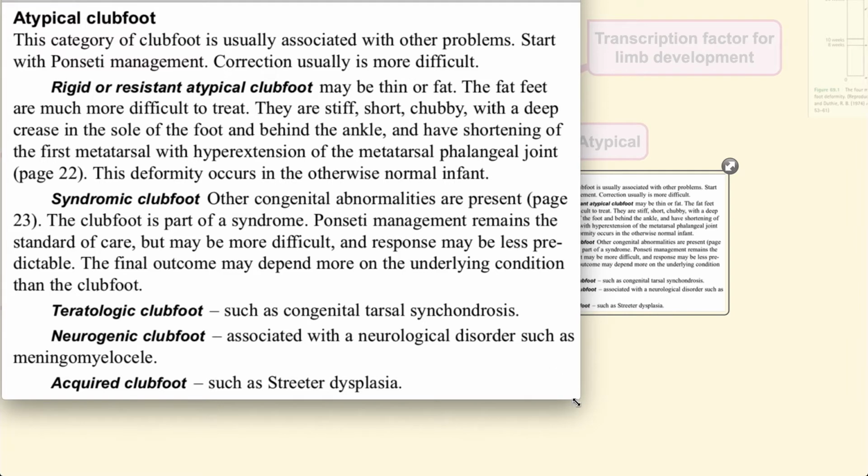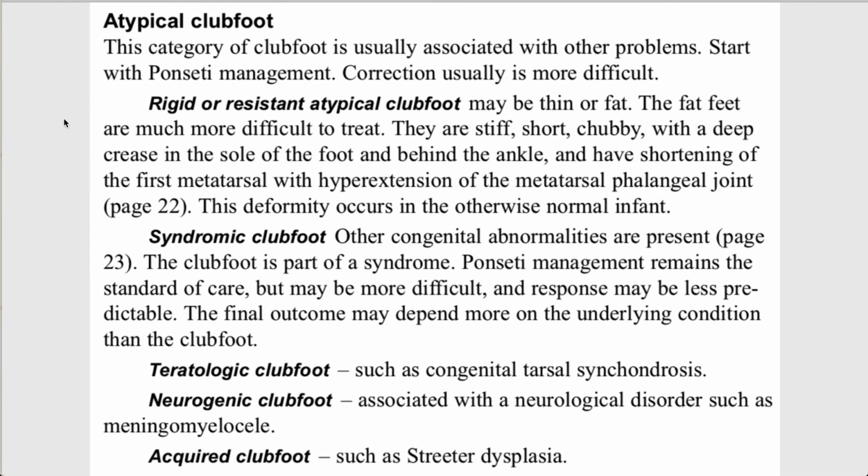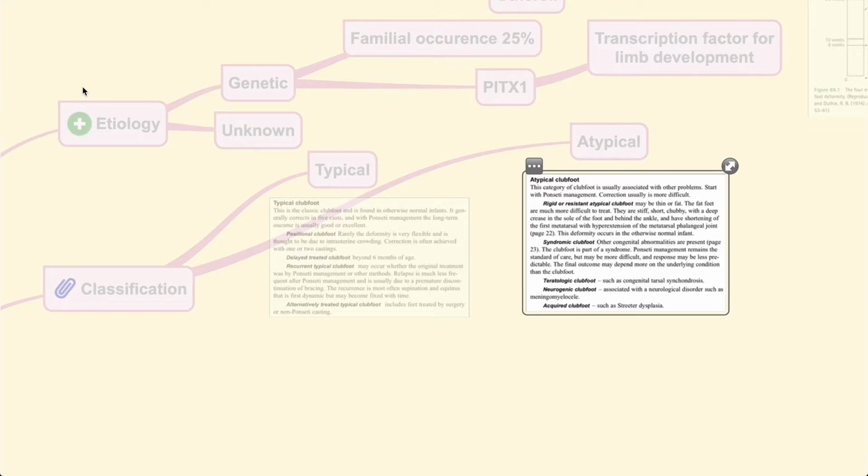The atypical clubfoot could present as a rigid or resistant atypical clubfoot, which may present as a thin or fat foot, and usually the fat type is more difficult to treat. It could also present as a syndromic clubfoot and is associated with other types of syndromes. It could also be a teratological type, neurogenic type, or even an acquired clubfoot type.